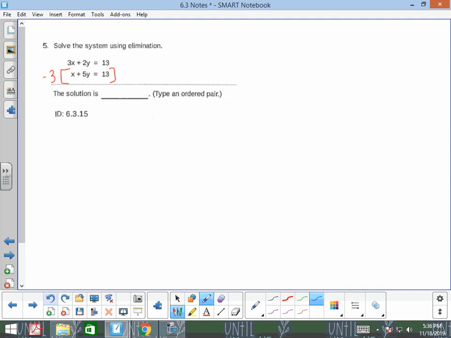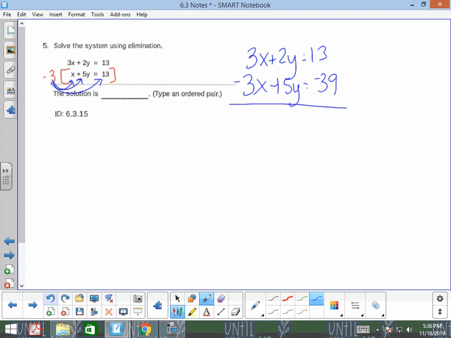Okay, so keep the top equation the same and multiply every term by negative 3. That'd be negative 3x minus 15y equals negative 39. Now, again, why did I do that? Well, I want the x terms to be opposite. So if you haven't figured that out yet, I want the x terms or the y terms to be opposites.